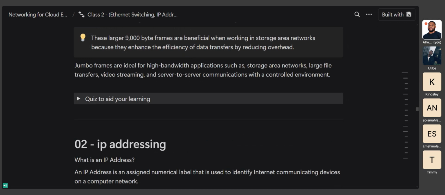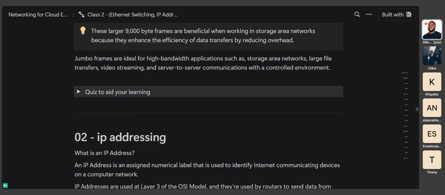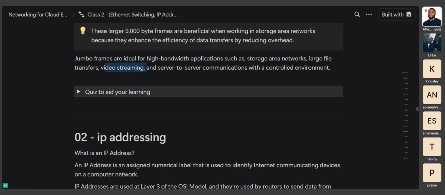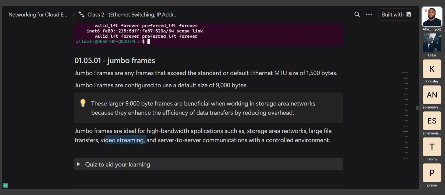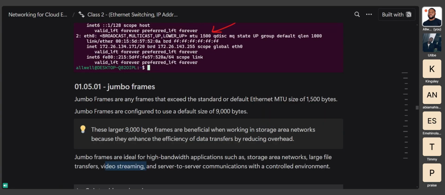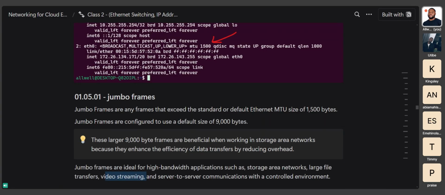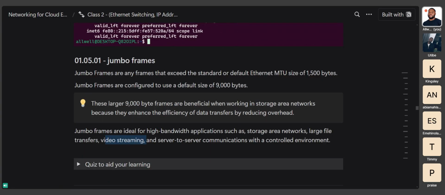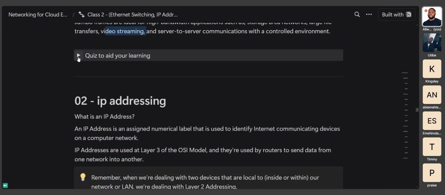Jumbo frames like this are usually ideal for high bandwidth applications such as storage area networks, large file transfers, video streaming. Like as we are streaming right now, we are using a jumbo frame to transmit this data over our network, right? The MTU size for this stream that we're having right now is a jumbo frame, and that size is 9,000 bytes.